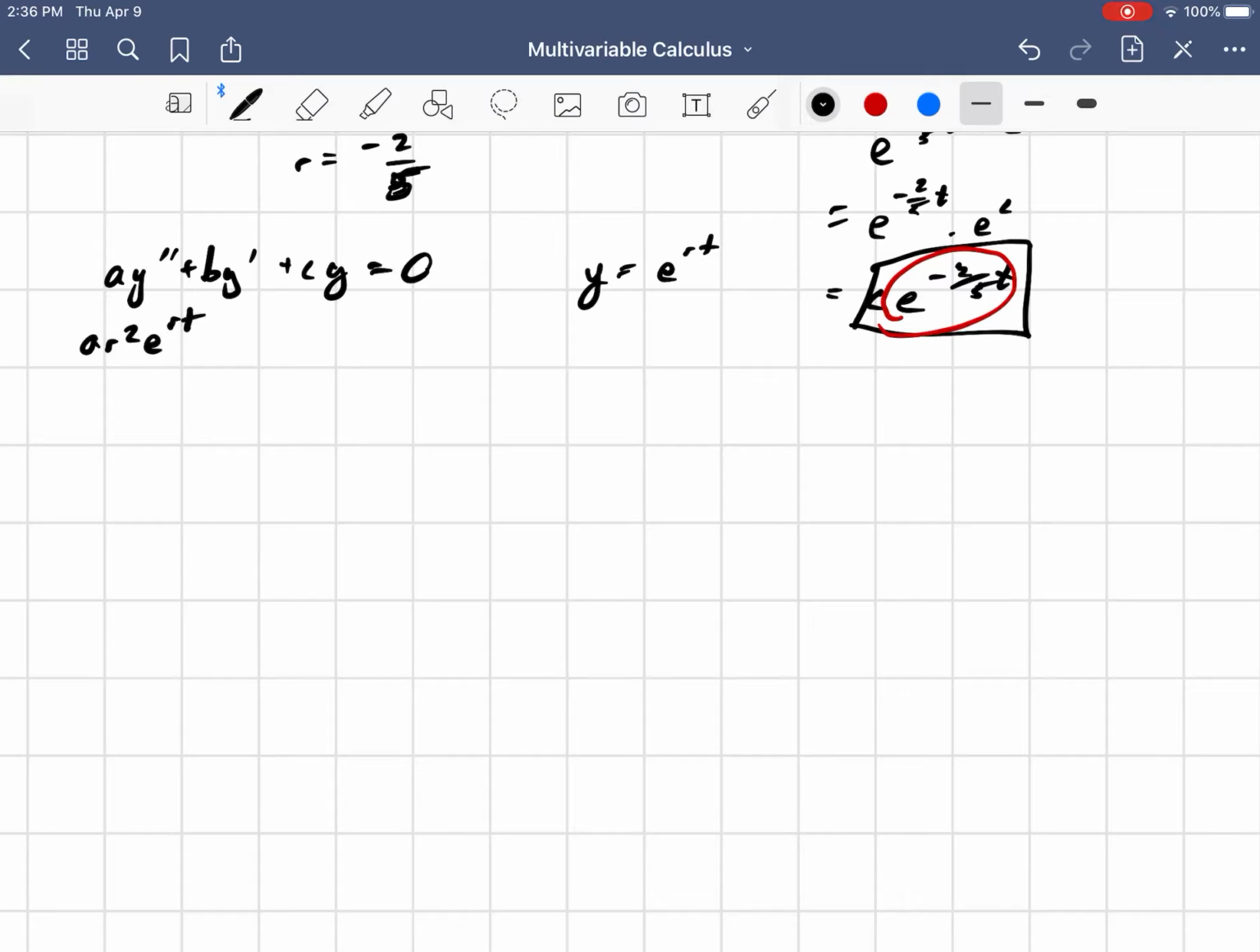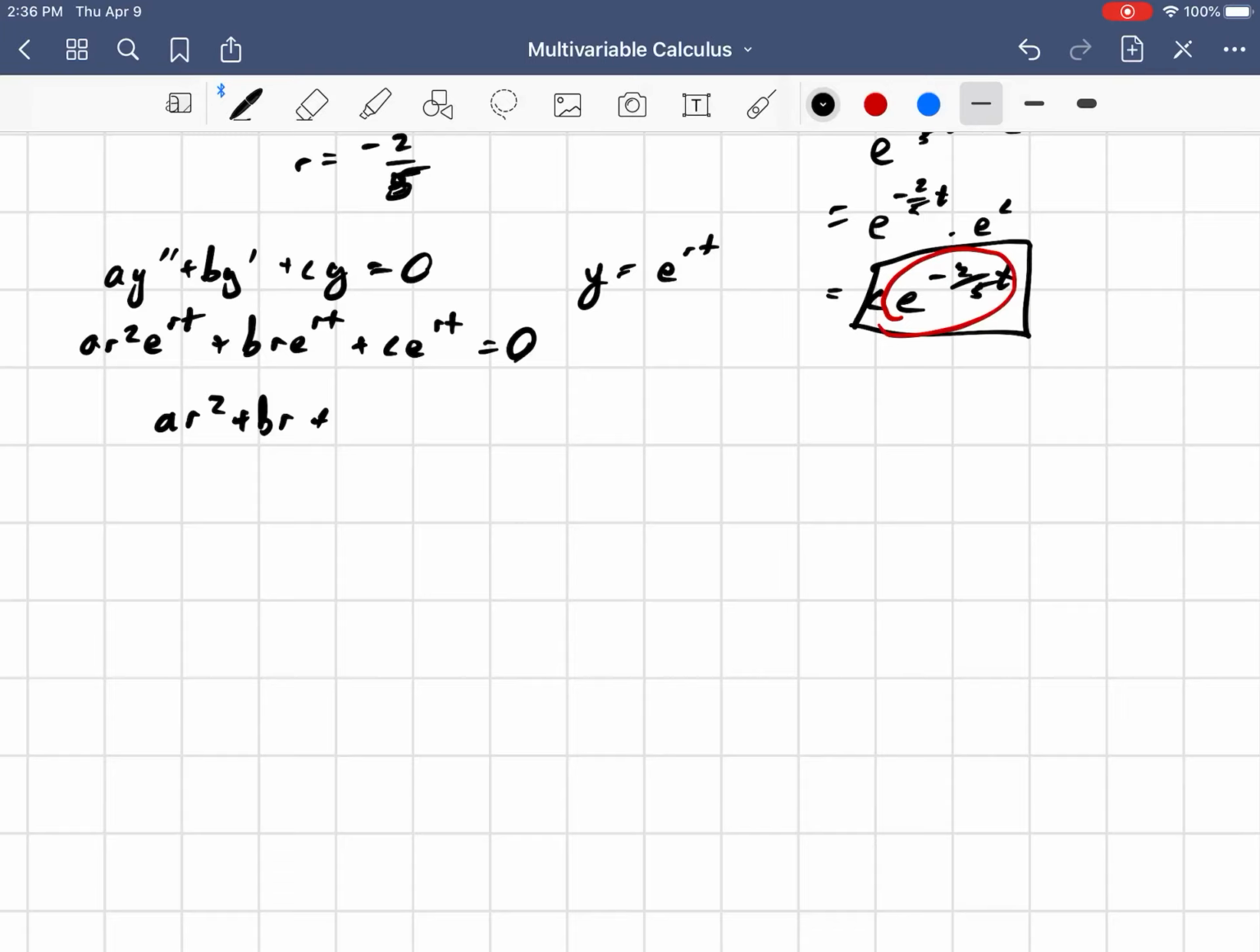So we get a r squared e to the rt. I took the derivative twice in my head, plus b r e to the rt plus c e to the rt equals 0. We can pull out an e to the rt.